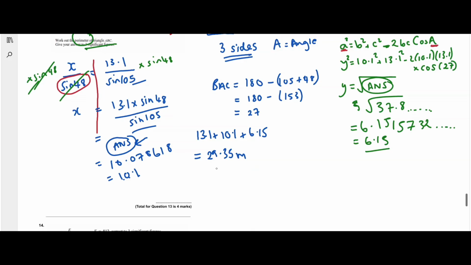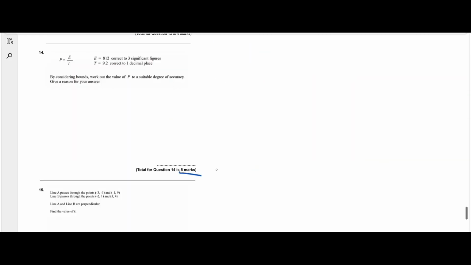So that's question 13. So now we move on to question 14, and this is a bounds question. Very common, it has been on paper 1 or 2, 3 out of the last 4 years. If there isn't a bounds question, there's likely to be an error interval question or something like that. It's very, very common. So you have been asked, by considering bounds, work out the value of P, which is here. So you're doing E divided by T, to a suitable degree of accuracy. It's worth 5 marks. There's a lot of marks for this question.